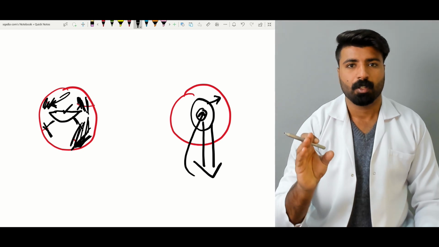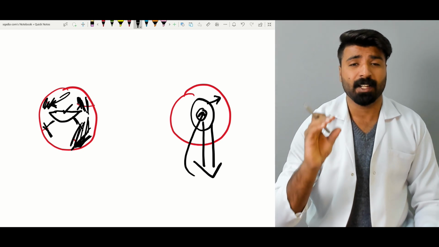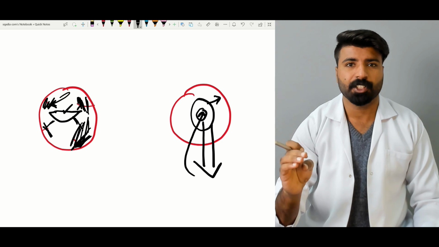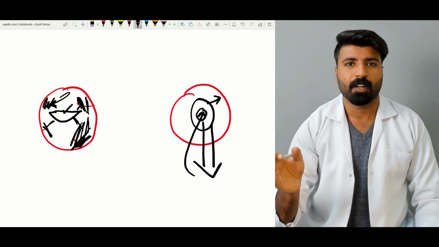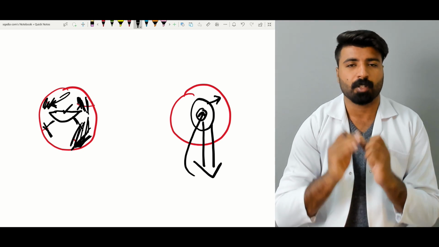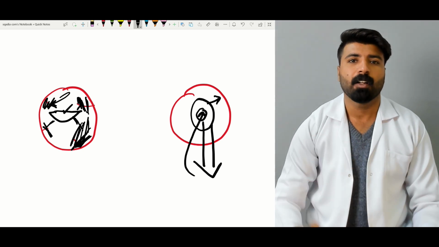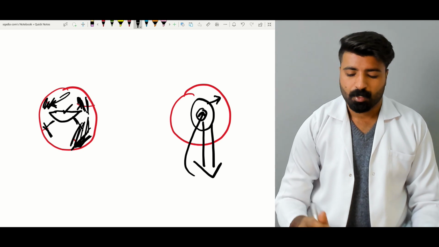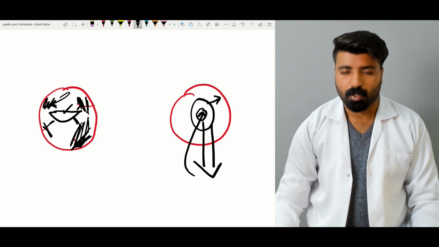In stenosis, our opening is narrow. In regurgitation, our opening is too wide, and even in the closing of that valve, it's not completely closed, and some of the blood goes back. That's all about it.